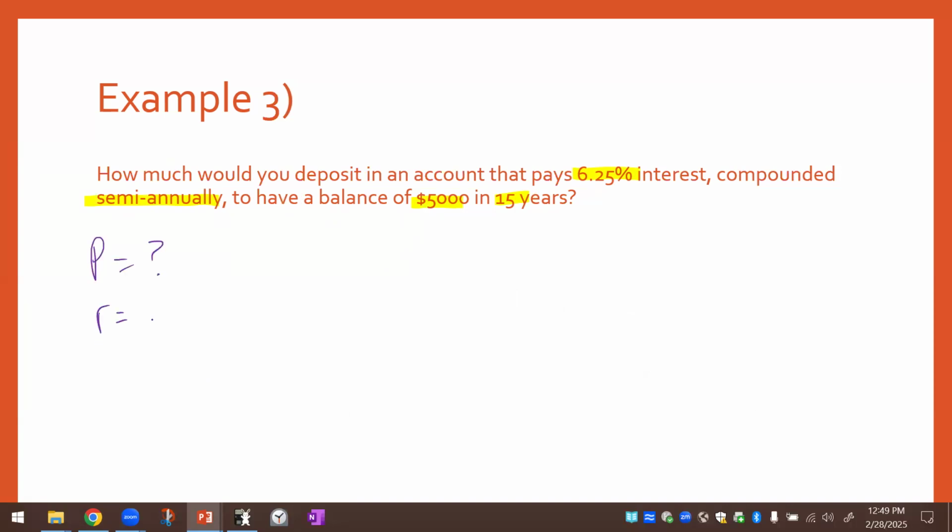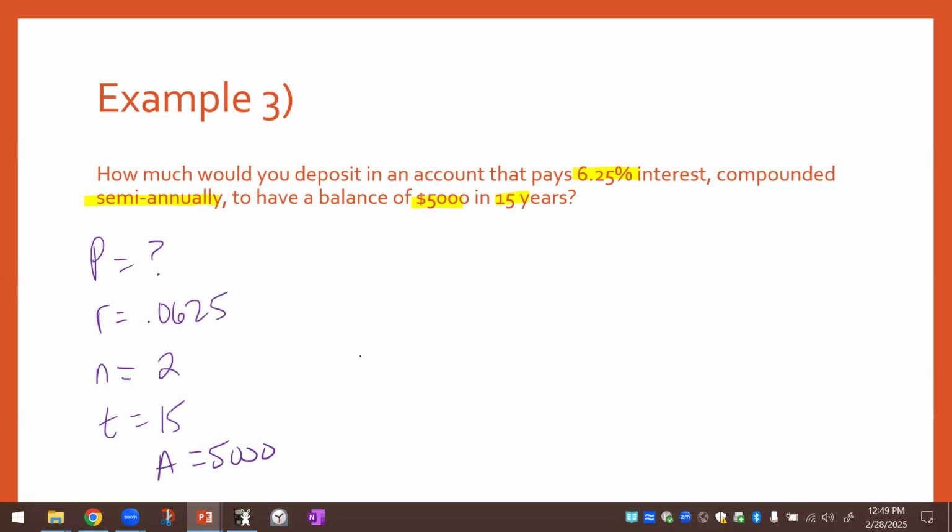We know our R is 6.0, 0.06. There we go. Moving our decimal places 2 units to the left. We know that our N, because it's semi-annually, is 2. We know that it's gone by 15 years, and we know our A. Our A equals 5,000.